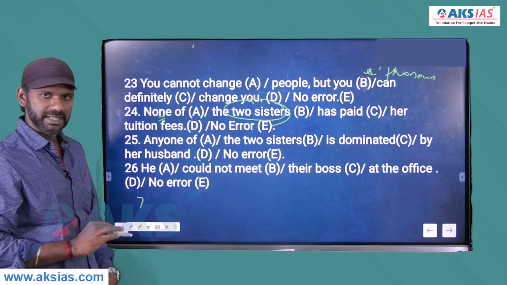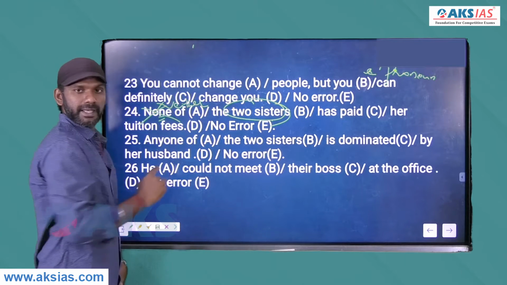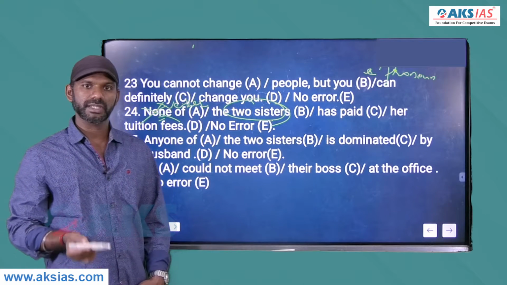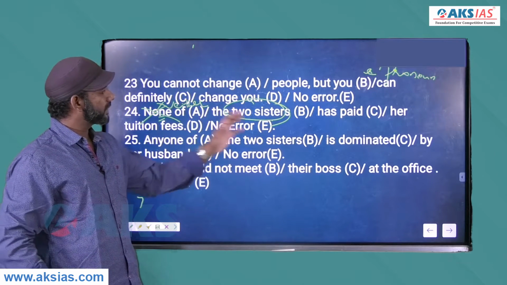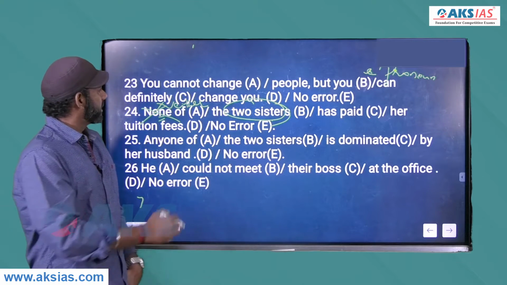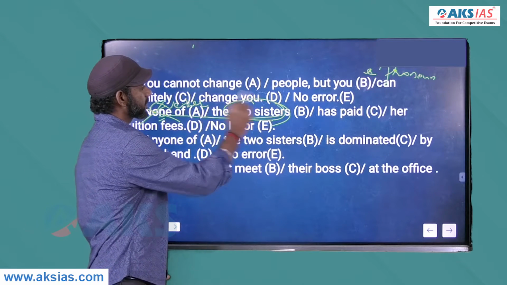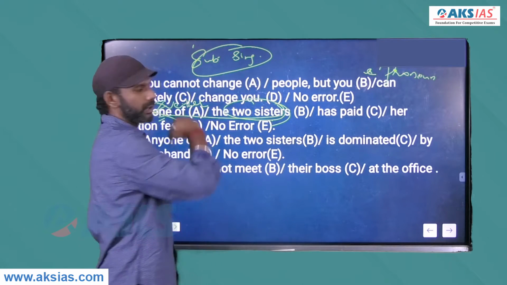The sentence is negatively charged. It cannot be none, it must be neither. Either is positively charged, neither is negatively charged. The sentence itself is negative. Neither of the two sisters has paid her tuition fees. Now, neither of the two sisters means the subject of this sentence is singular.